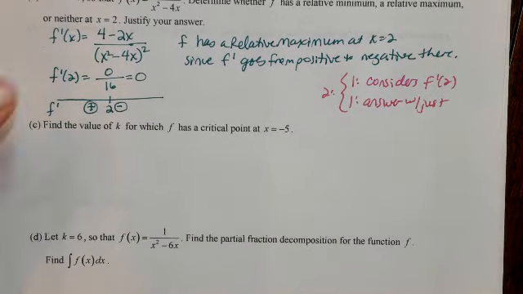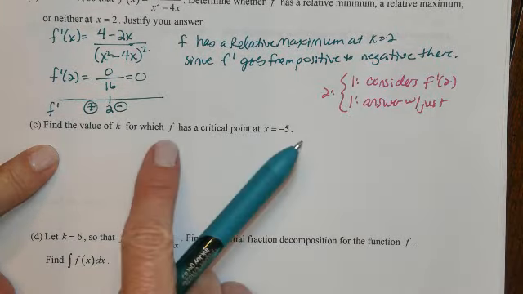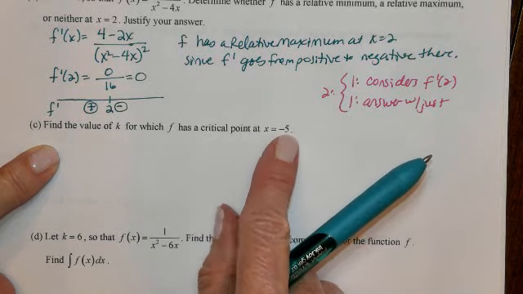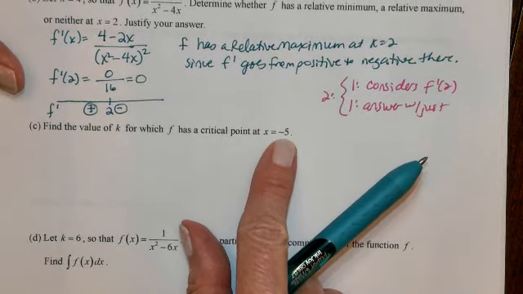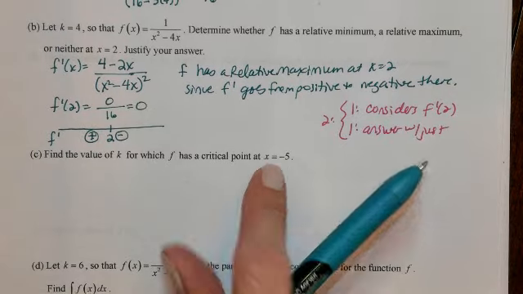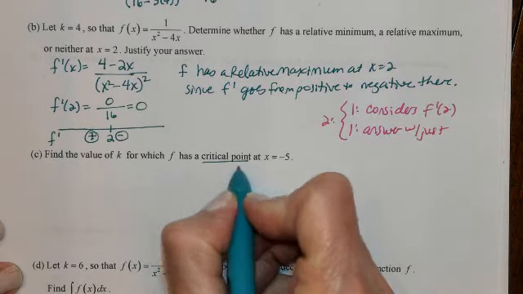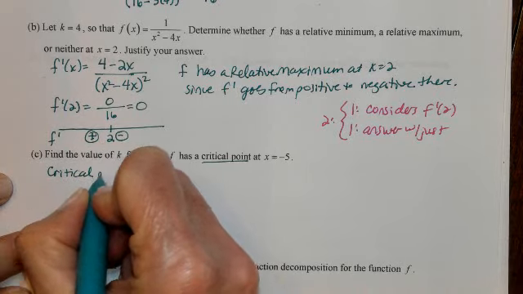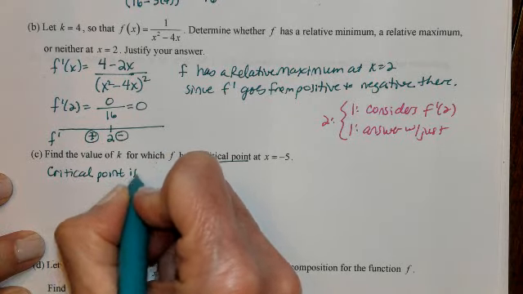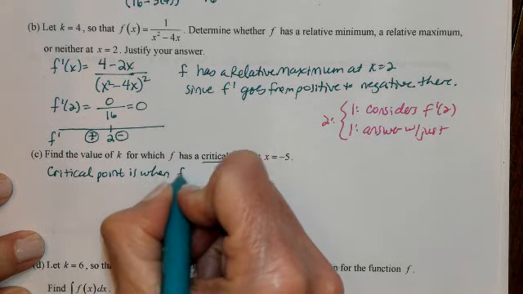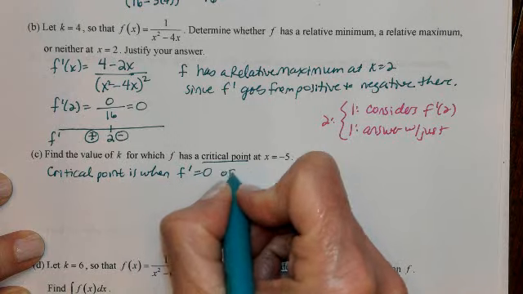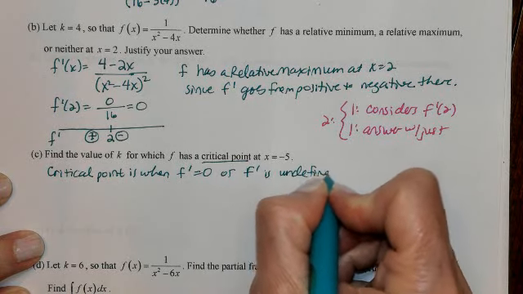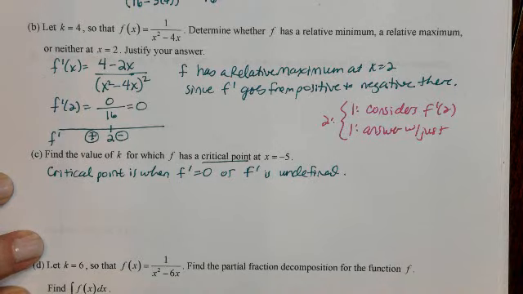Okay, let's take a look at part C. We're going to find the value for k for which f has a critical point when x is negative 5. Find the value of k. Well, a critical point, and I'll say that, is when f prime equals 0 or f prime is undefined.